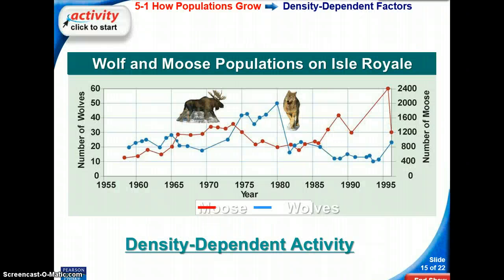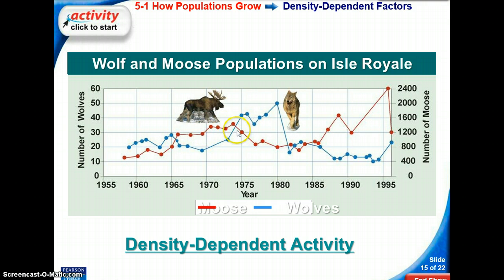Here's an example of wolf and moose populations on Isle Royale and what you see happen. So we've got the moose, which is the prey, and we've got the wolf, which is the predator. And you see that the wolf population and the moose population end up crossing. They kind of come in contact with each other. So there's lots of moose, lots of wolves, and then they cross paths there a little bit.